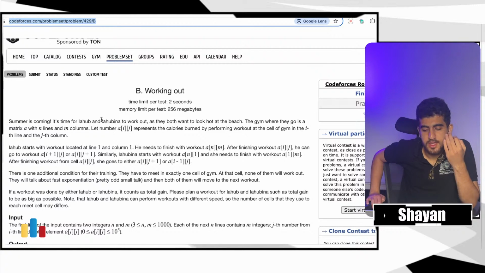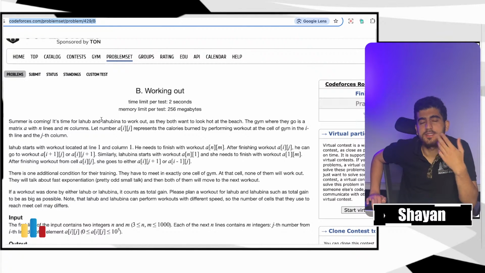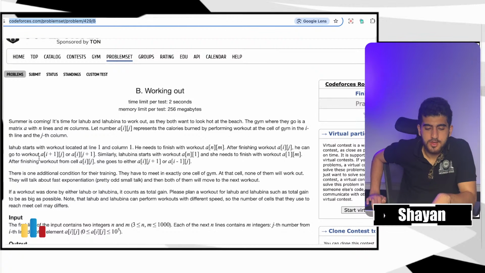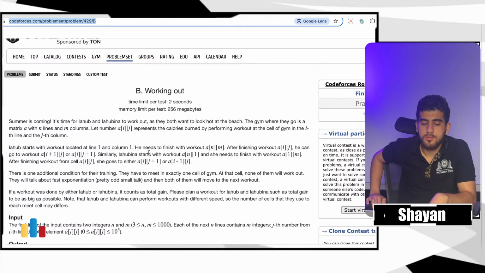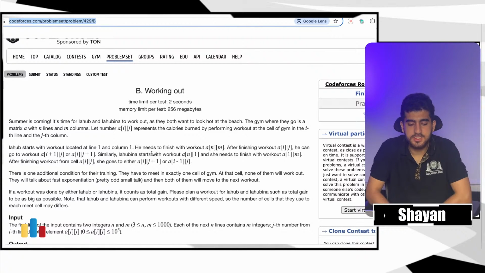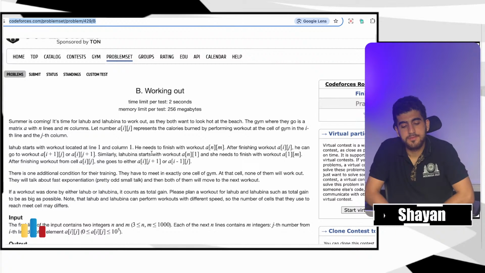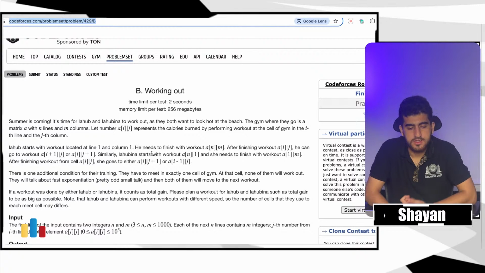After finishing workout A sub i sub j, he can go to workouts A sub i plus 1 sub j or A sub i sub j plus 1. So A of i plus 1 and j, or A of i and j plus 1. Similarly, Laubina starts from workout A of n and 1, and she needs to finish with workout A of 1 and m. After finishing workout from cell A of i j, she can go to either A of i and j plus 1 or A of i minus 1 and j.